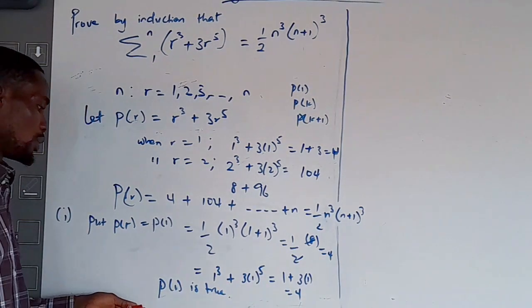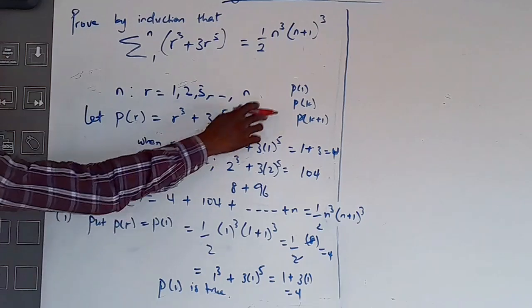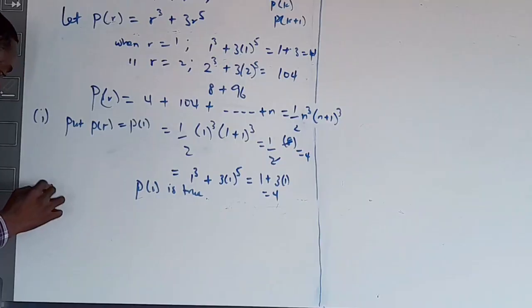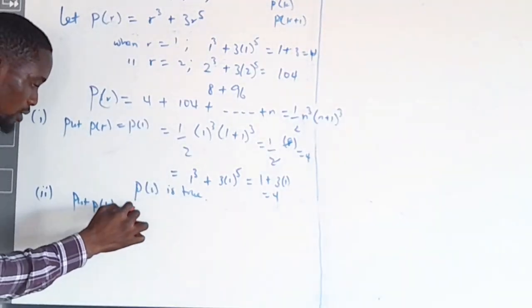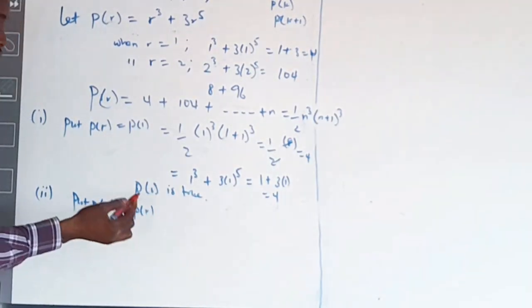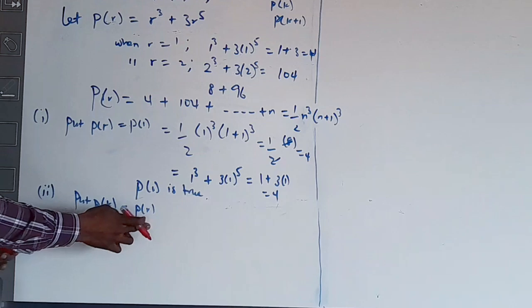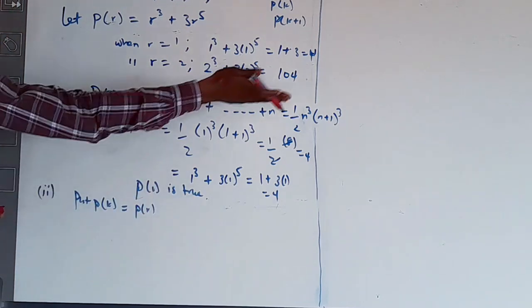Okay, now from here, what will I do? Let's test for P of k, the second condition. Put P of k to be P of r or P of n, whichever. That is, whenever I see r, I put k. So let's put it inside this general form.